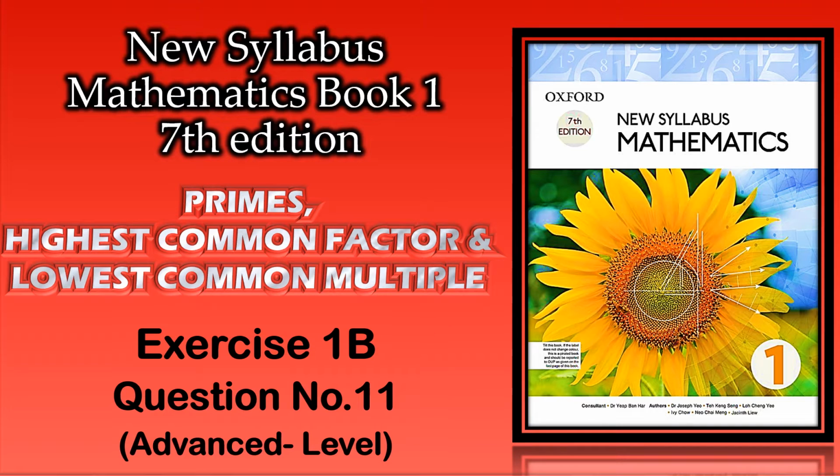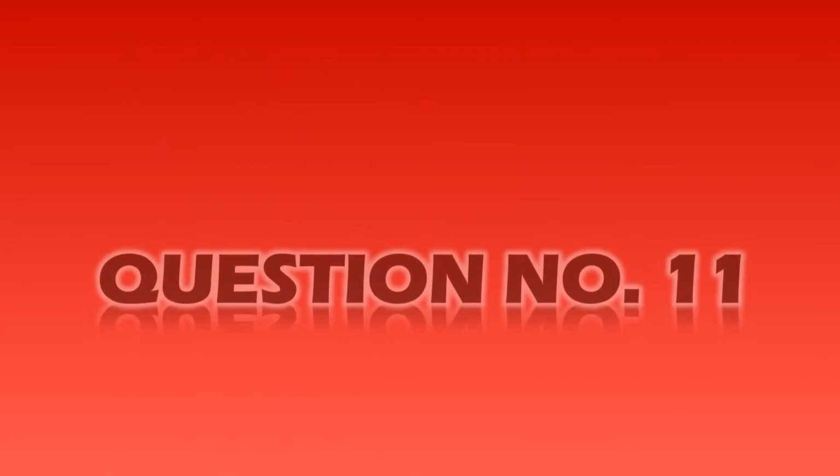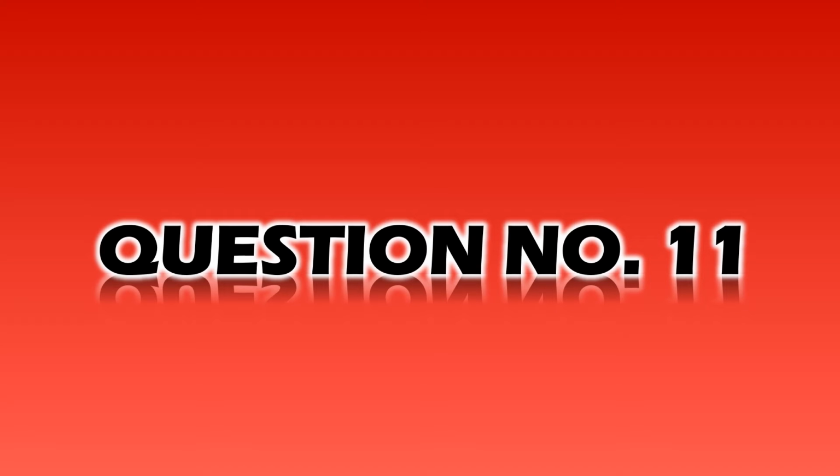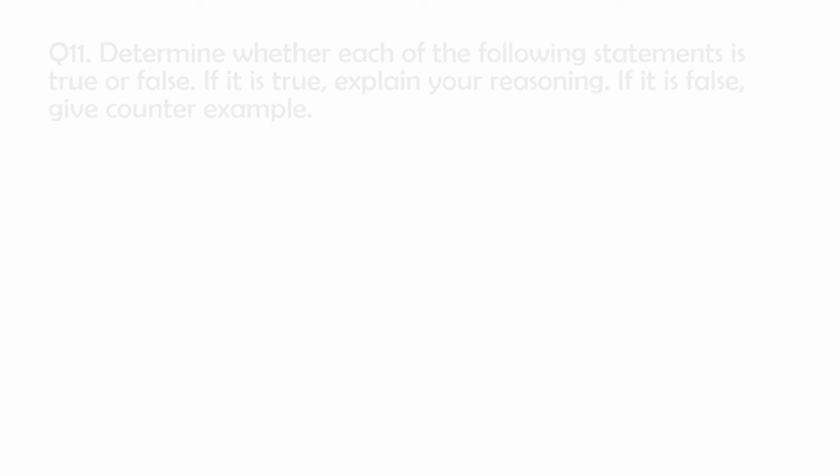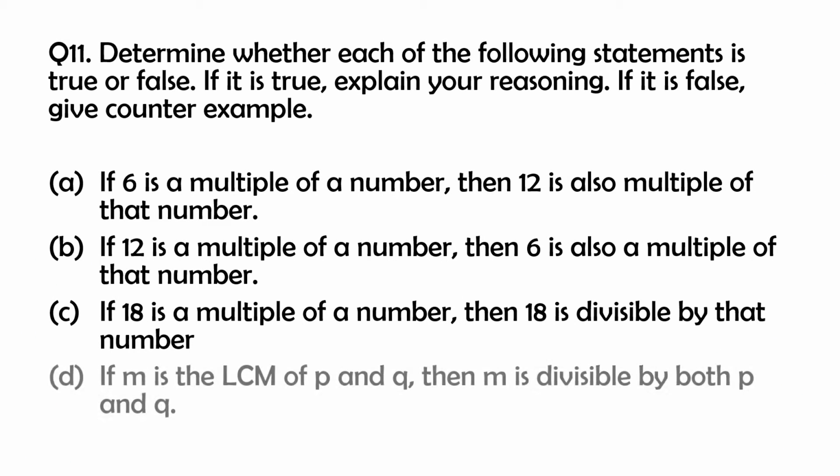New Syllabus Mathematics Book 1, 7th edition, Chapter 1, Primes, Highest Common Factor and Lowest Common Multiple, Exercise 1B, Question number 11, Advanced Level. Determine whether each of the following statements is true or false. If it is true, explain your reasoning. If it is false, give a counter-example.